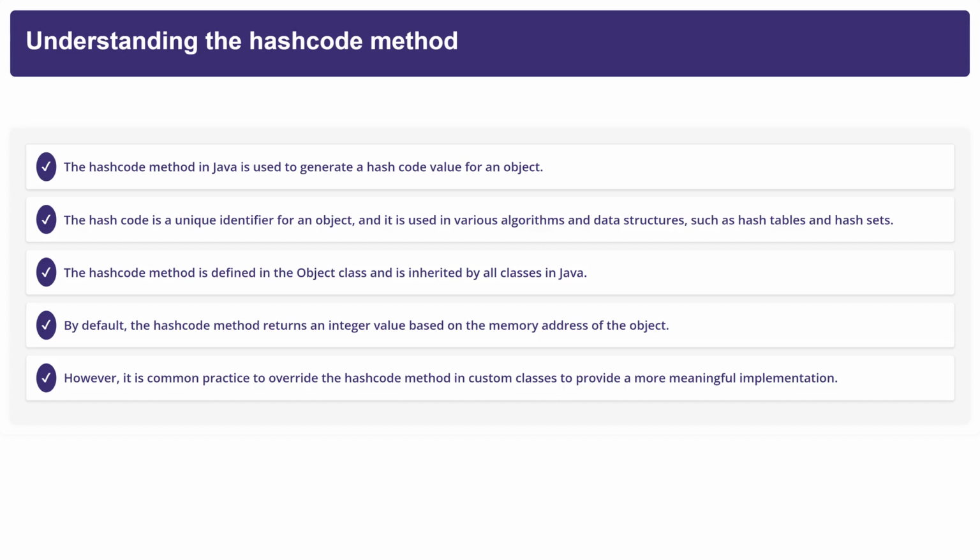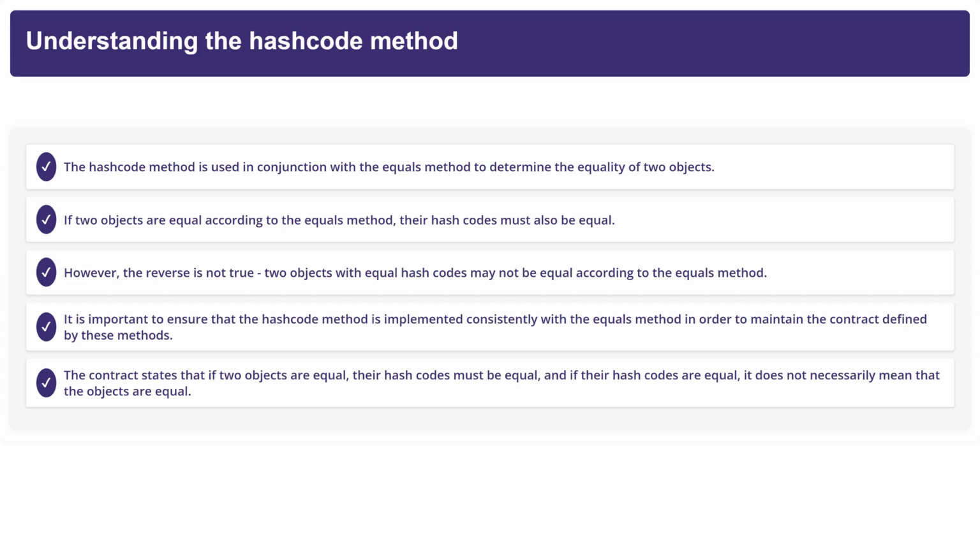The HashCode method in Java is used to generate a unique identifier for an object. It is often overridden in custom classes to provide a more meaningful implementation. The HashCode method is used together with the equals method to determine the equality of objects. It is important to implement both methods consistently to maintain the contract defined by them.